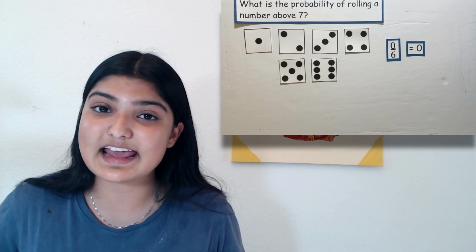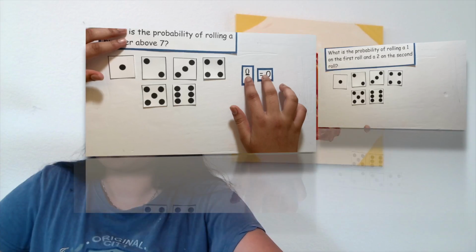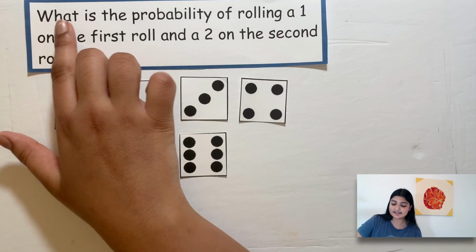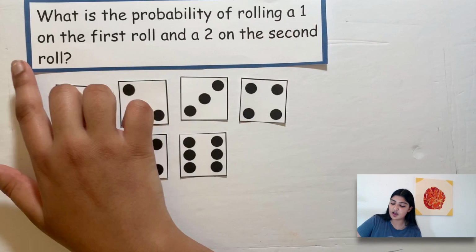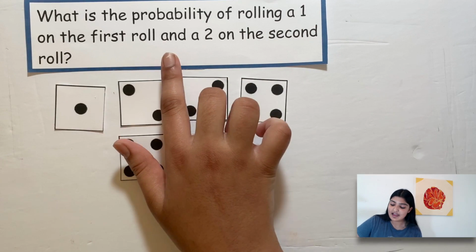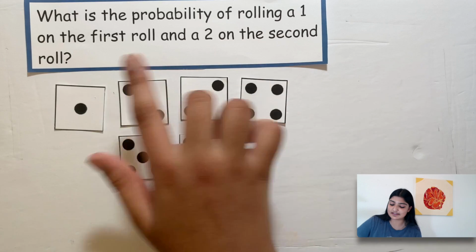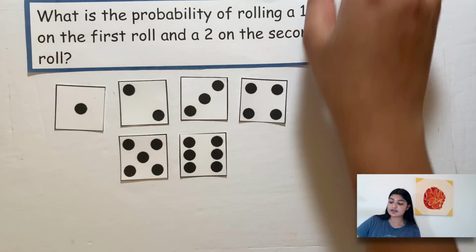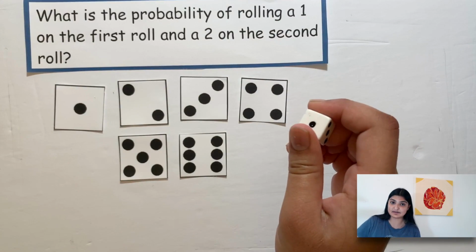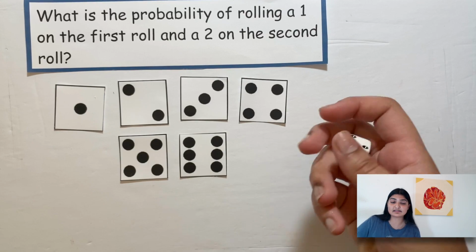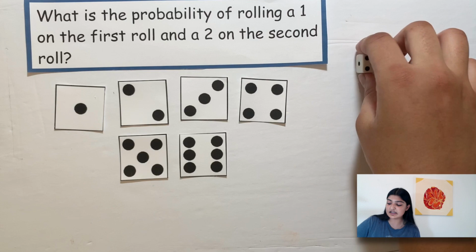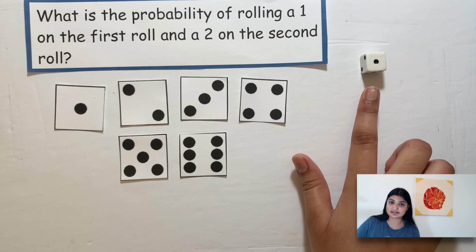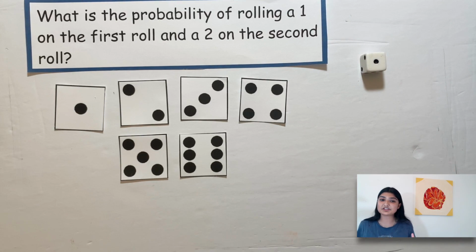Finally, let's take a last example. What is the probability of rolling a 1 on the first roll and a 2 on the second roll? Suppose we take my dice. I close my eyes and I roll it. Now suppose I got a 1 when rolling this. Well, what are my chances of getting a 1 on my first roll?